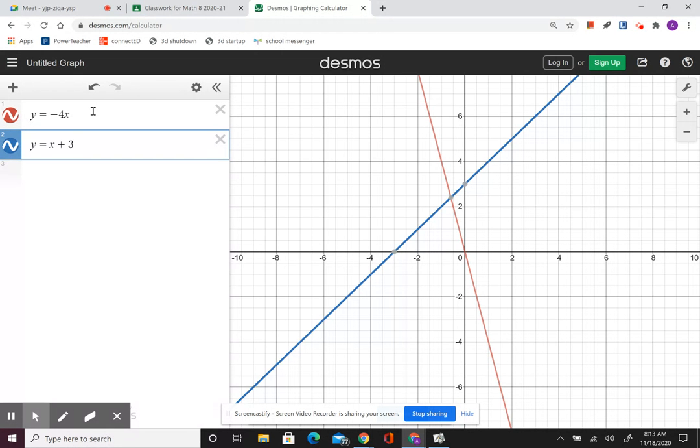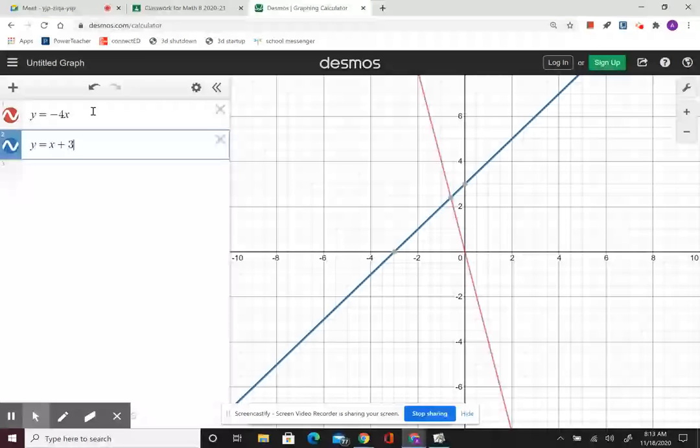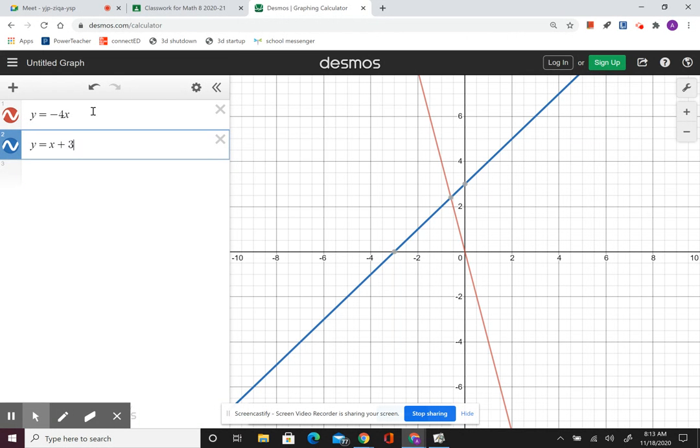So my graph is definitely off because I had the solution at -1, 2, that would have been right there. So it's not at -1, 2. It is at about maybe like -0.7 and 2.4 maybe. So this gives you a more accurate graph.